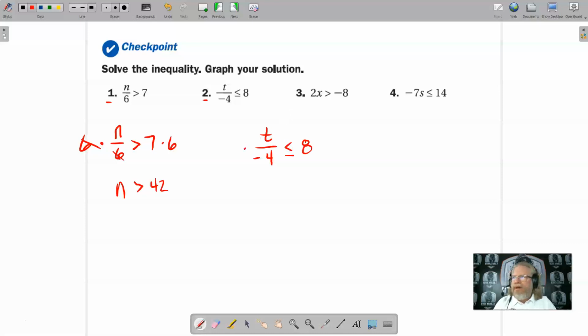So in this case, we're going to multiply by -4. And what we do to one side, we're going to do to the other. And the -4s are going to cancel each other, leaving us with just t. We did multiply by a negative, so we need to reverse the sign. And 8 times -4, what's a positive times a negative? So the answer is going to be negative. And 8 times 4 is 32. So t is greater than or equal to -32.